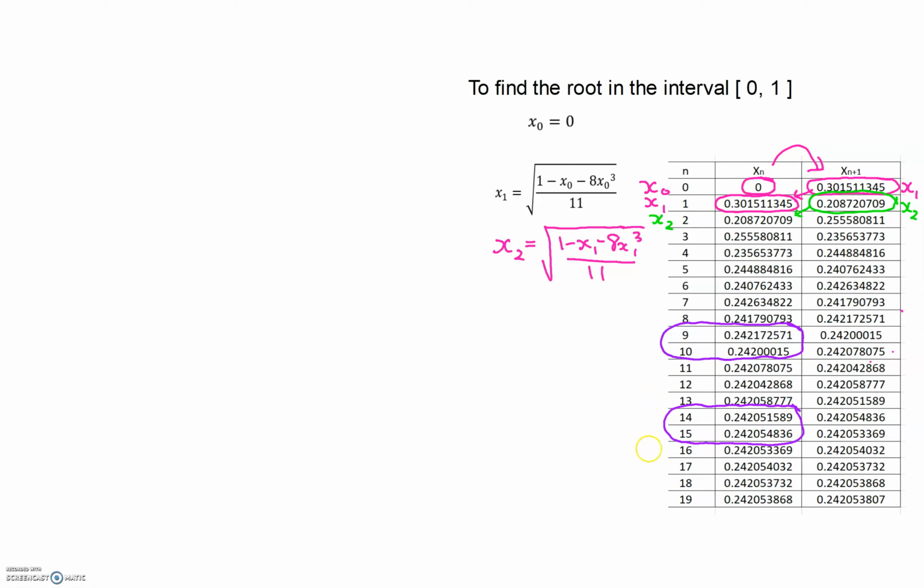It's worth checking the spreadsheet as it goes on down, because sometimes the iterative formula can give you the impression that it's actually getting close to a root when actually it still has a little way to go. But we can see that actually it is going to be the root from iterations 14 and 15, and that the value of x is 0.24205 to 5 significant figures. And that is found using 15 iterations.